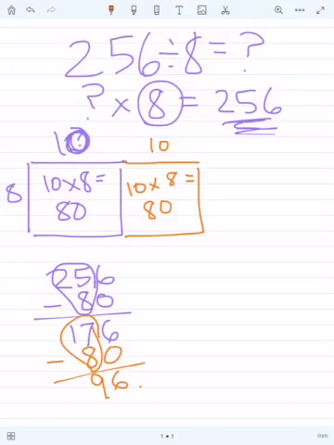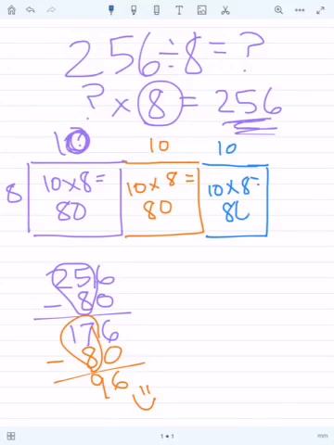And I'm like, oh, that's cool, because I could attach another 10. Yeah, I could subtract another 80 from that. Yeah, why not? So 10 times 8, that's 80. So now I'm going to say 96. I can take 80 away from you. And now I'll have 16 left over.